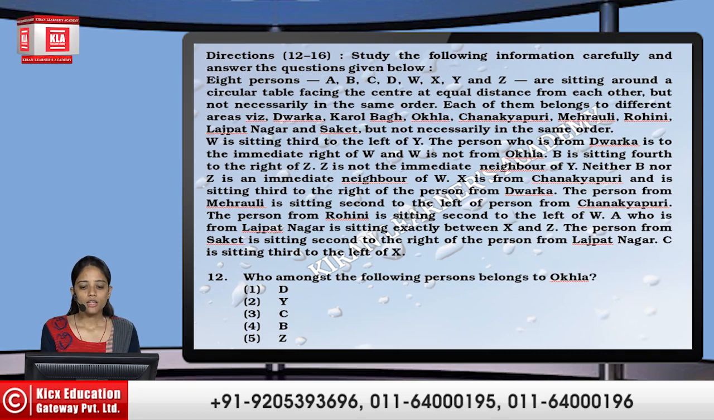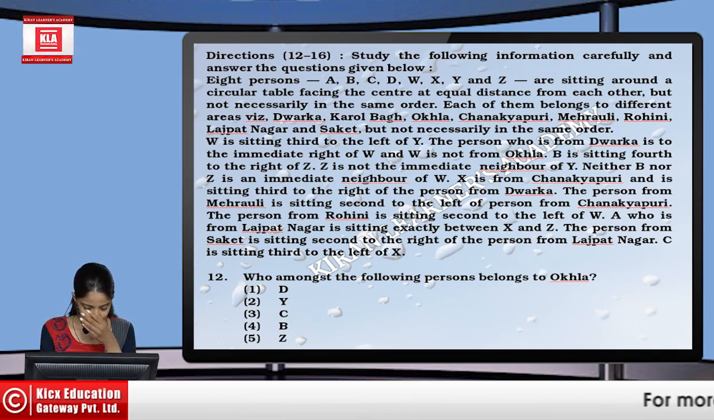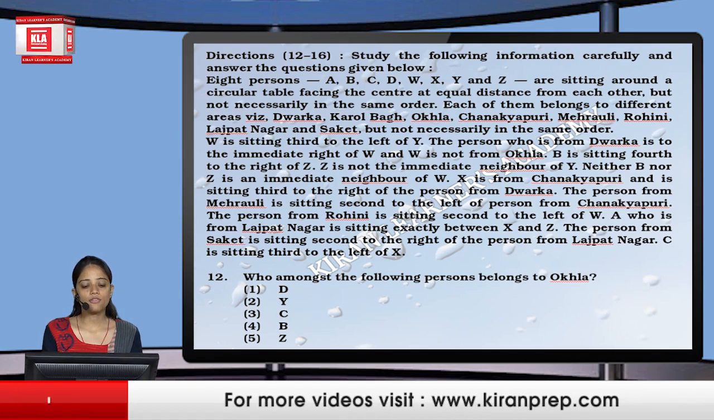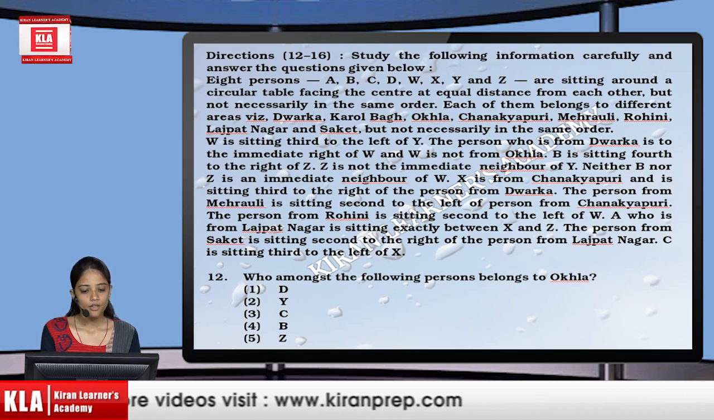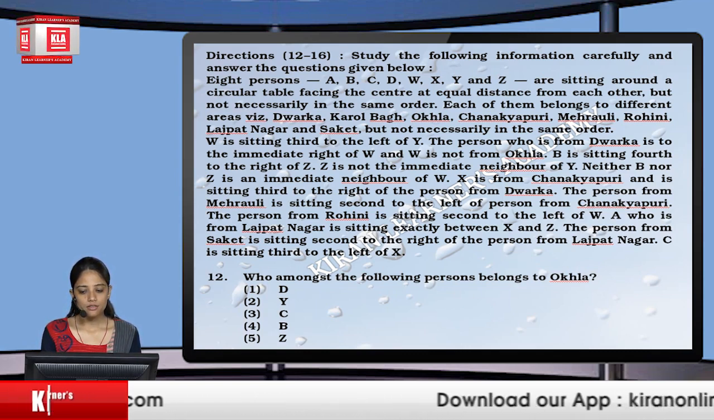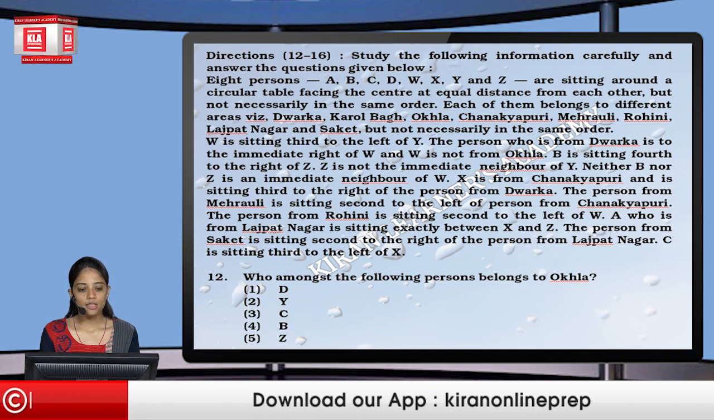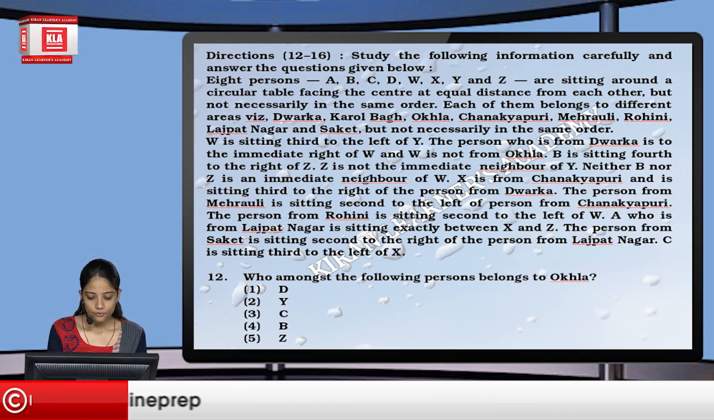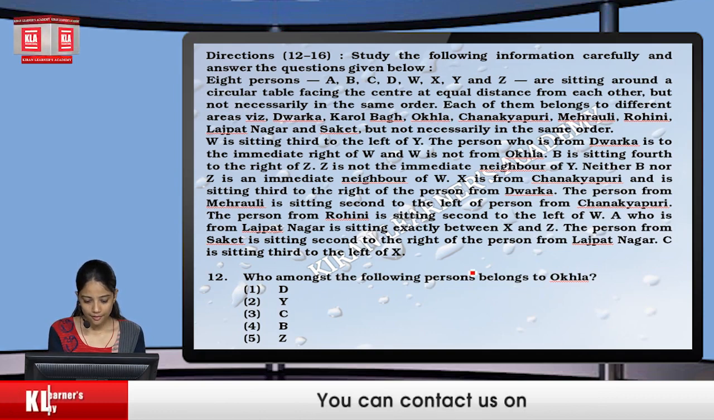Next we have an arrangement of 8 persons sitting around the circular table. So this is the second type of arrangement we saw. Till now we were doing simple linear arrangement. Now we have a circular arrangement question. Facing the center at equal distances from each other, but not necessarily in the same order. Each of them belongs to different areas. We have 8 areas. Then we have to arrange them.